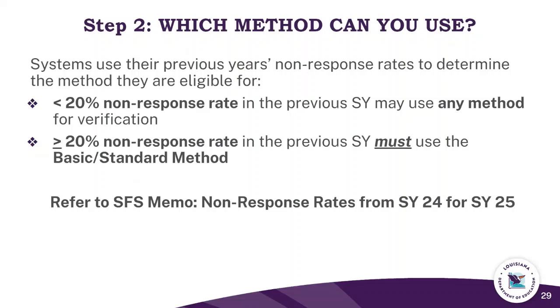So how do you determine which method you are approved to use? Systems will use their previous year's non-response rates to determine the method they're eligible for. A less than 20% non-response rate is allowed to use any method for verification. If you had greater than or equal to a 20% non-response rate in the previous school year, you must use the basic standard method. We haven't released the memo yet, but it will be coming out shortly to determine and list which method you are approved for.